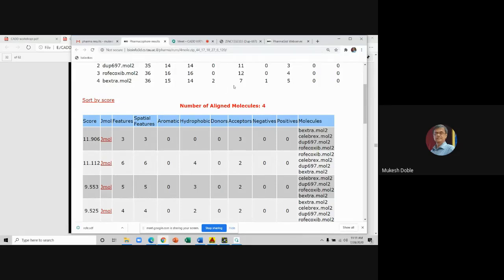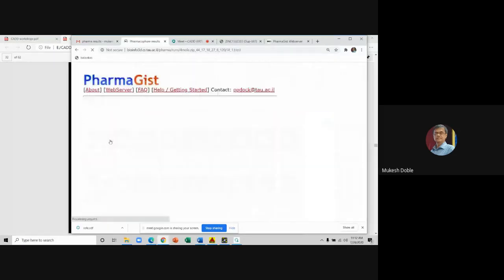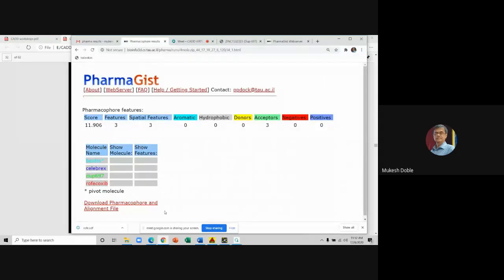Okay, so let us see what these features are. It says 3 acceptors. That means either 3 oxygens or 3 nitrogens or oxygen, nitrogen, like that. That's called an acceptor because an acceptor is an oxygen or a nitrogen. Now we can save this file and then view it in PyMOL. So we can download this and then save it in our results.